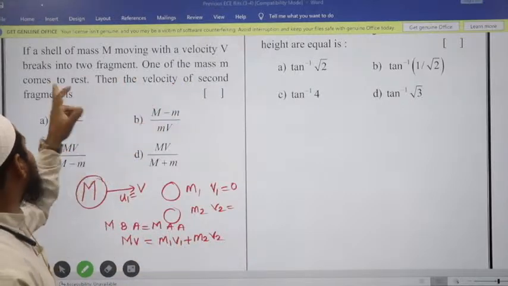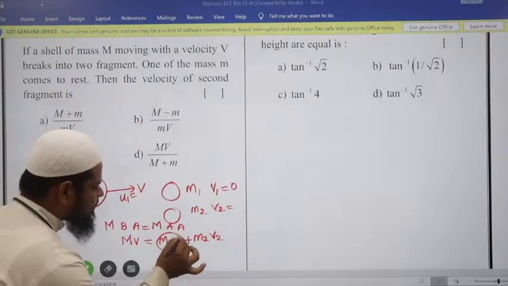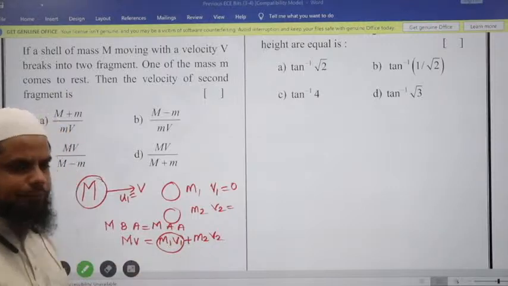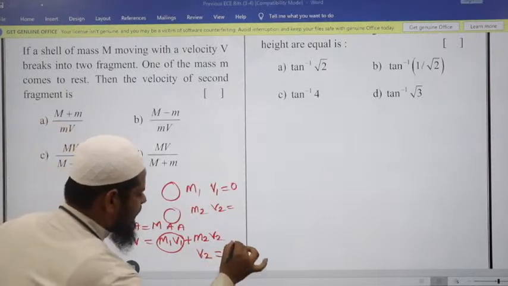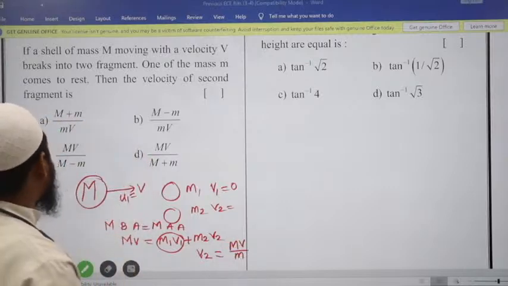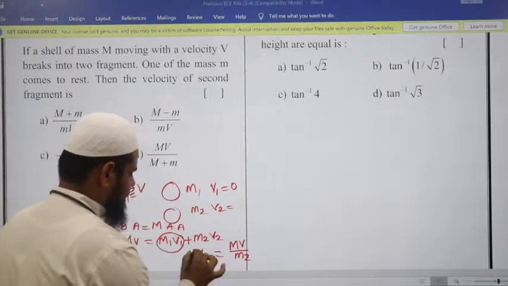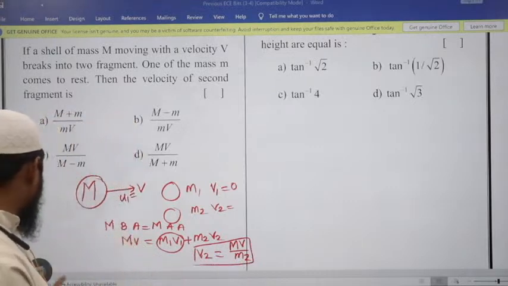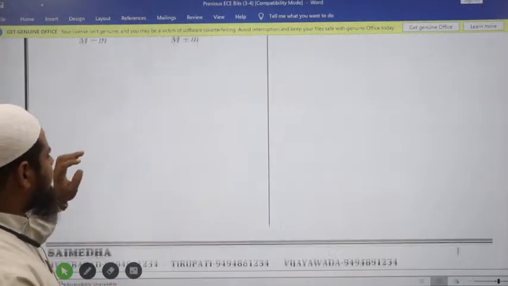One of the masses comes to rest, so this one becomes 0 here. In that case, what is v2 finally? So v2 is nothing but mv by m2, that is what I need to find. Hope you understood. Fine. Let's move on to the next question.